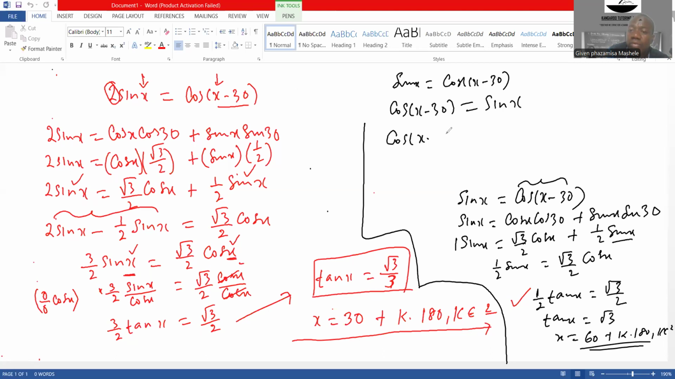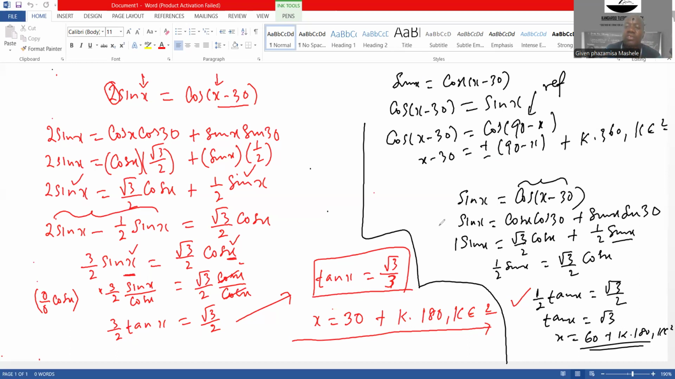Because the general solution for cos is straightforward, as we just allow plus or minus. So this is now our reference angle, the one we changed. So we're going to say x minus 30 is plus or minus 90 minus x plus k times 360, when k is an element of integers. So if we take the positive, this will give us x minus 30 equals 90 minus x plus k times 360. Then you transpose x to this side, and 30 to that side.